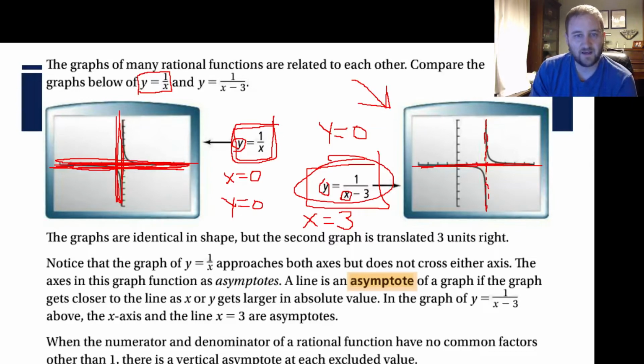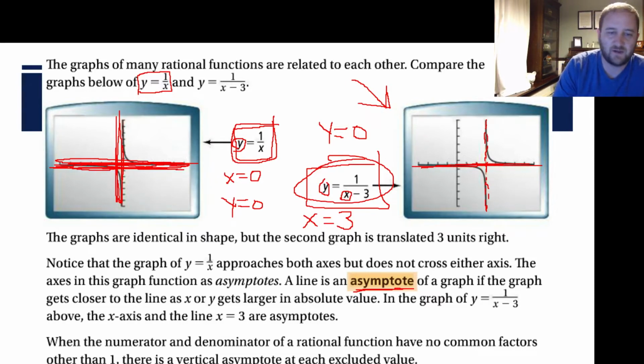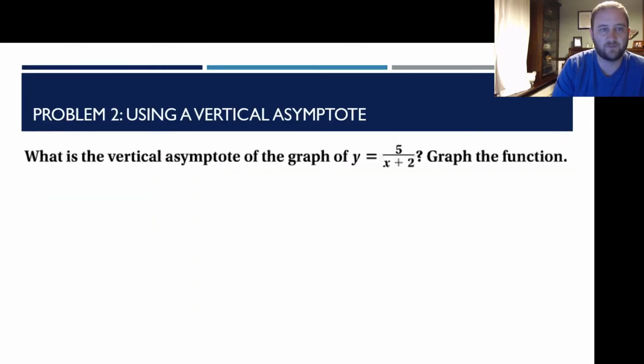So a line is an asymptote of a graph if the graph gets closer to the line as x or y gets larger in absolute value. In the graph of y equals 1 over x minus 3 above, the x-axis and the line x equals 3 are asymptotes. When the numerator and denominator of a rational function have no common factors other than 1, there is a vertical asymptote at each excluded value.